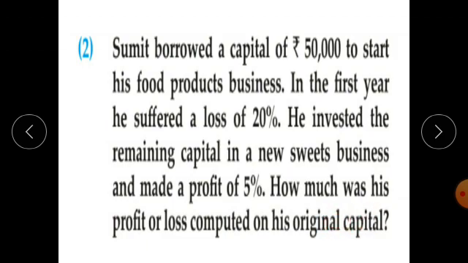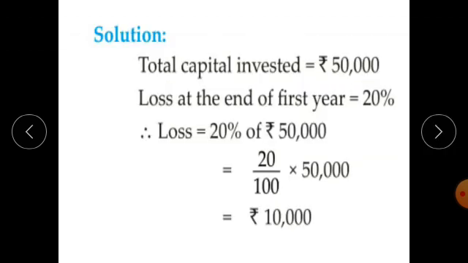Again, read the question carefully. Sumit borrowed a capital of rupees 50,000 to start his food products business. In the first year, he suffered a loss of 20%. But he invested the remaining capital in a new sweets business, and in that business he made a profit of 5%. So how much was his profit or loss computed on his original capital? Solution.